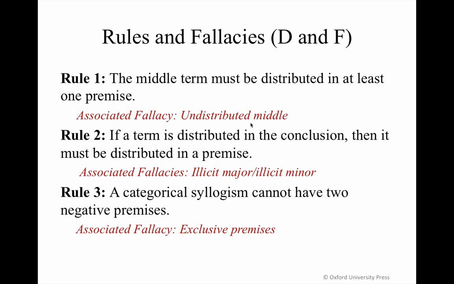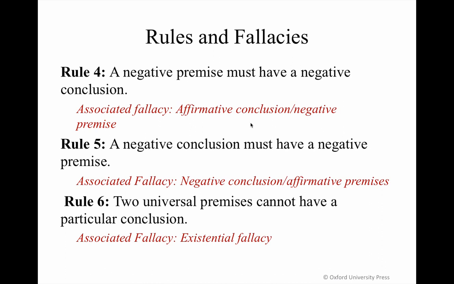Rule number 2 tells us if a term is distributed in the conclusion, it must be distributed in its corresponding premise. Notice that we're not told a term has to be distributed in the conclusion, only that if it is, it must also be distributed in its corresponding premise. Rule number 3 tells us that you can't have two negative premises. Rule number 4 and rule number 5 tell us, respectively, that an argument with a negative premise must have a negative conclusion, and vice versa. Lastly, rule number 6 is the rule on which an argument fails on the modern interpretation if you have two universal premises and a particular conclusion.